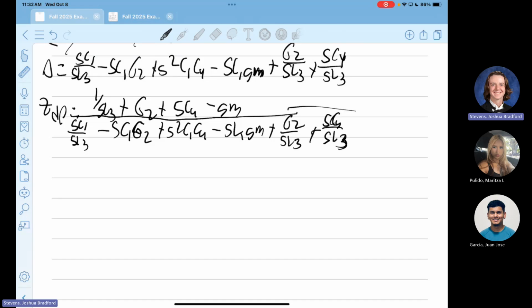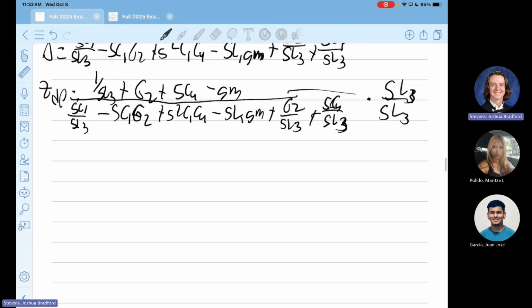Okay. Well, like I said, we have stuff with a fraction. So I'm going to multiply the whole thing by 1. What is my 1 going to be? SL3 over SL3. Yep, I agree. Boom. So that gets rid of that. We'll see how in just a sec. So SL3 times 1 over SL3 just gives me 1.